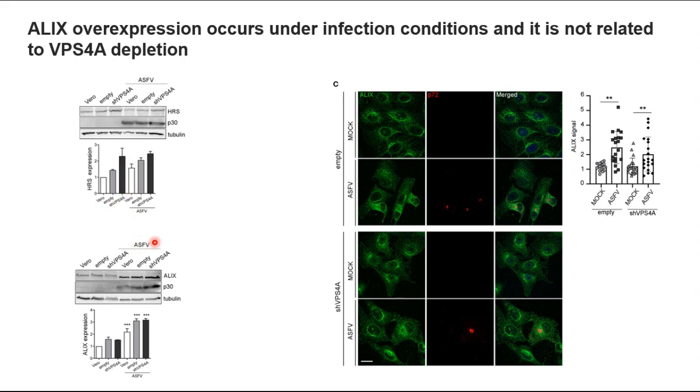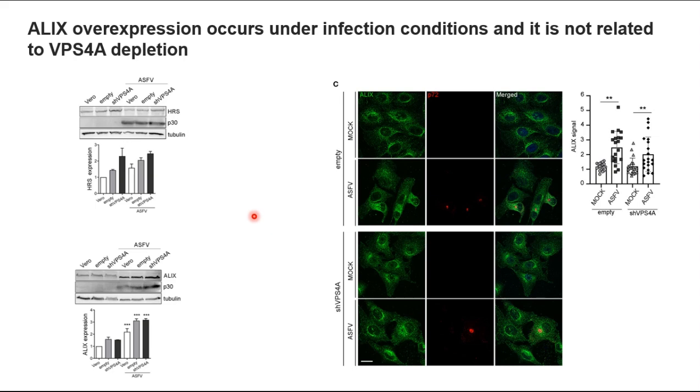Also, we checked an important protein, as I mentioned before, ALIX, which is an accessory protein that many viruses use to get an advantage from the ESCRT machinery for their benefit. And here we have how the ALIX expression increased under the African swine fever virus infection and is not dependent on the silencing of the VPS4A protein, because in mock infected cells we don't get an increase that we in fact observe in the similar condition but in infected cells.